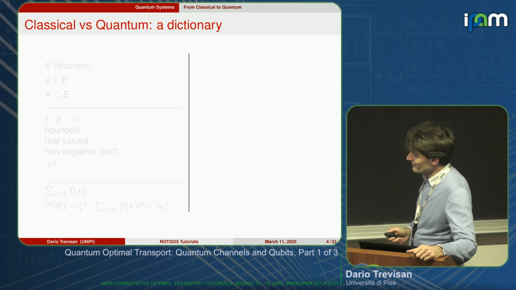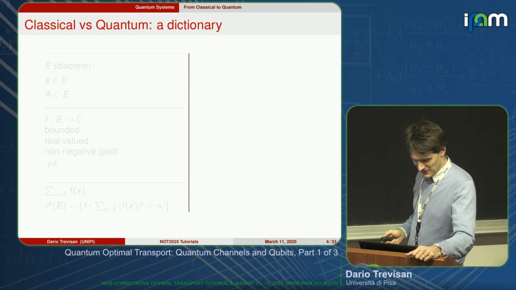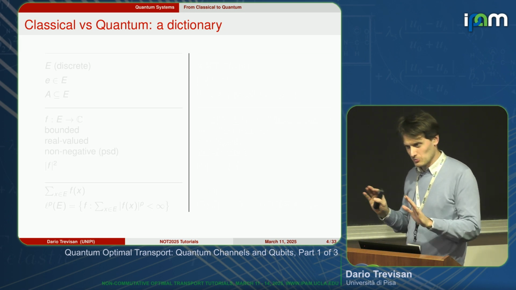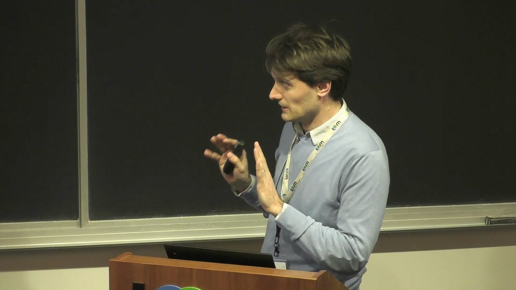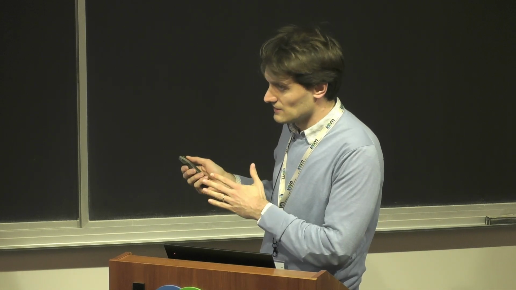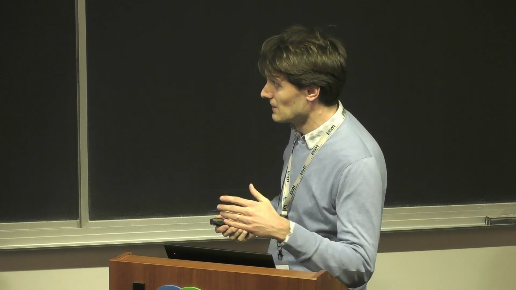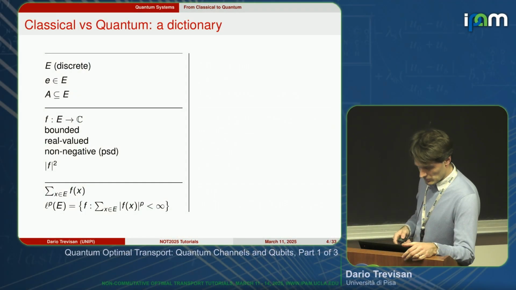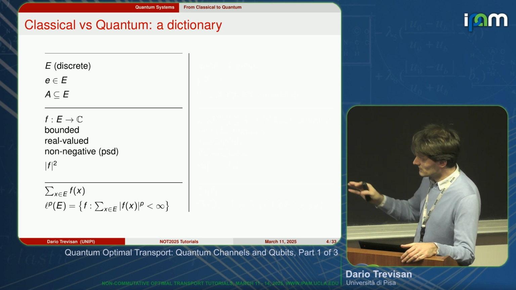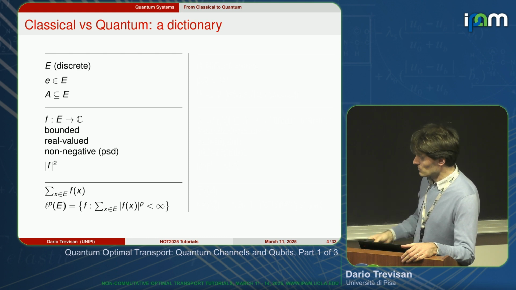Okay, so again, this slide, which some people don't like, but I'll try to comment a bit more on it. We try to make up a dictionary. If you are already familiar with classical measure theory and you would like to translate these notions into the quantum setting, we try to build up a dictionary. And this is just a mathematical dictionary. So you start in measure theory with a set, which may be discrete, but also a measurable set. You have elements and you have subsets, measurable subsets if you're doing measure theory.